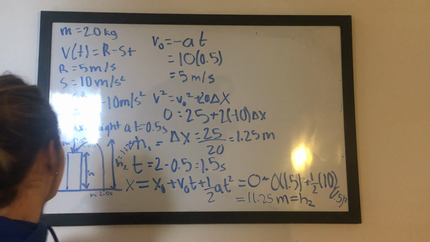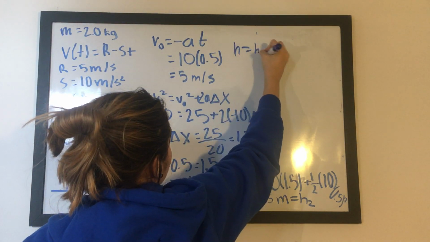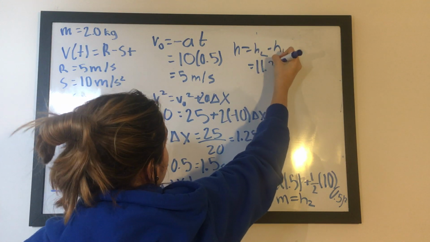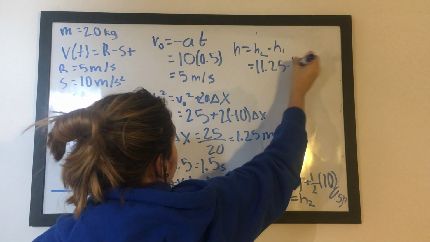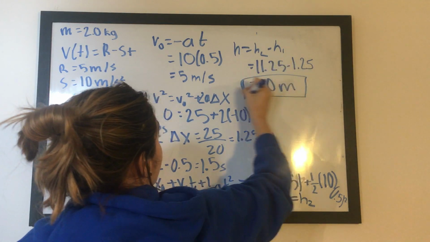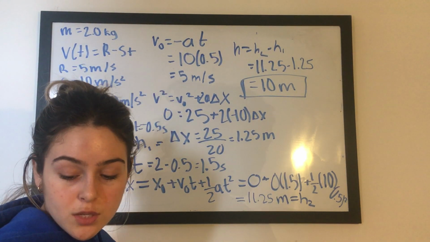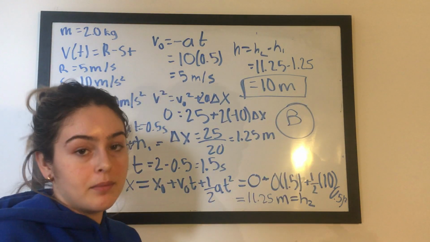Now we're trying to solve for h. So h is going to equal h2 minus h1. We know that h2 now is 11.25. We know that h1 is 1.25, which equals 10 meters. So now we know that the height of the building is 10 meters, which corresponds to option B on the exam. Thank you.